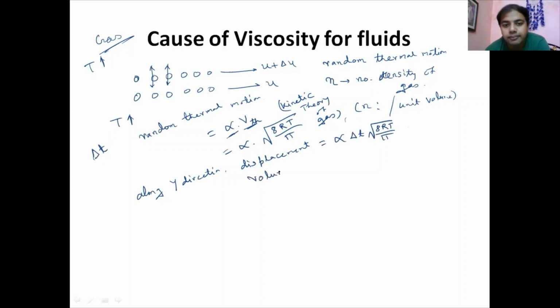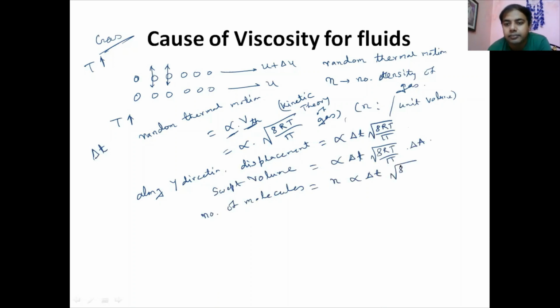How much volume? Shift volume. This is the displacement into area. Let you take the cross-sectional area, delta A. So how many molecules will be taking part in this thermal interaction? N into volume. N is the number density into the volume.